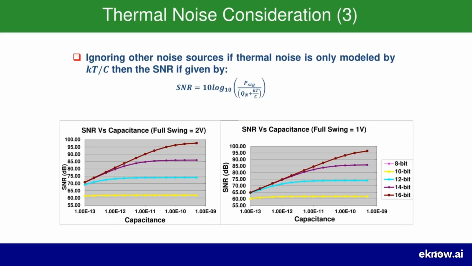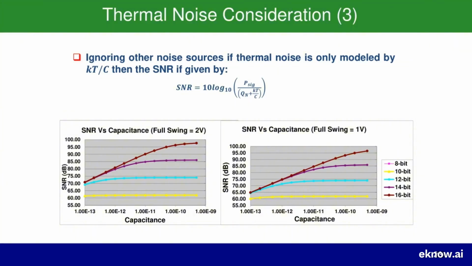What's the first thing you notice in both graphs? As the capacitance increases, as we move from left to right, the SNR for every resolution goes up. This makes perfect sense, right? Because thermal noise is KT/C, it's inversely proportional to capacitance. So, if we use a bigger capacitor, the C value is larger, making the thermal noise smaller. Less noise means a better SNR.